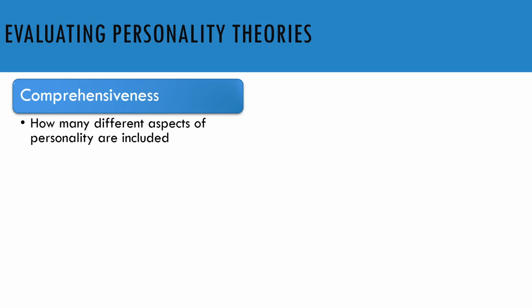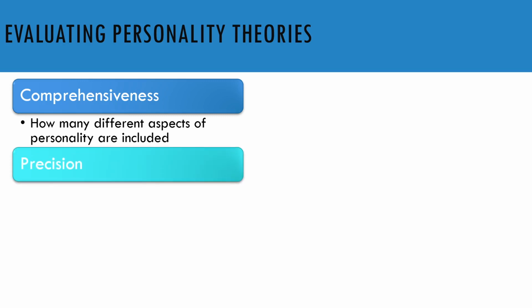So comprehensiveness might be something that you think is important. If you want all these aspects of personality explained by one single theory, you might lean towards certain theories. If on the other hand, you just want certain aspects to be explained as well as they can be, and maybe it doesn't explain everything, you might be satisfied with other theories.